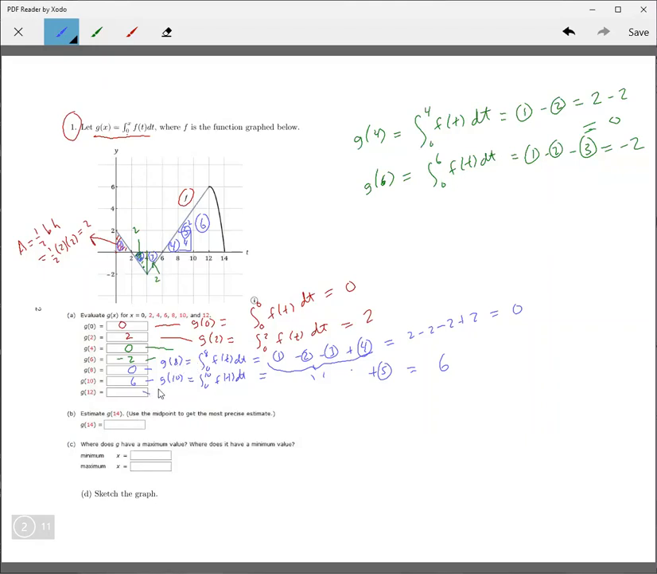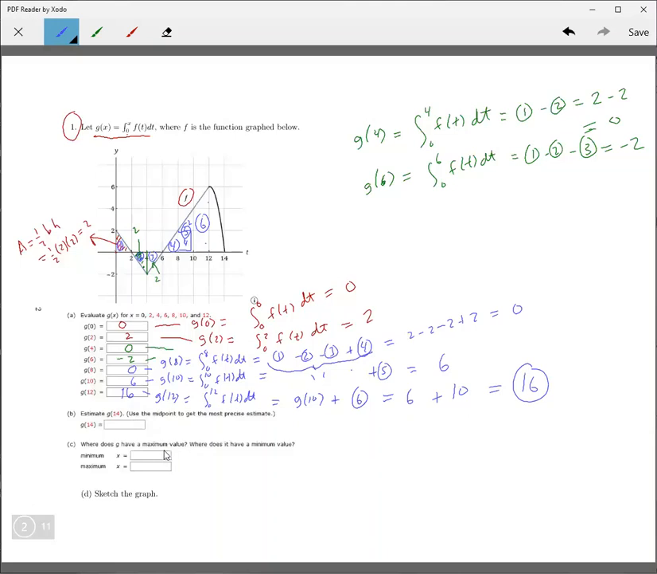And then finally, g of 12 is the integral from 0 to 12 of f of t dt. So that's going to be g of 10 plus area 6. And area 6 is 4, 4, and 2. So all of this is 6. And then we have, what is it, 4 and 4 and 2. So that's 10, 16. Okay, so that'll be 16.